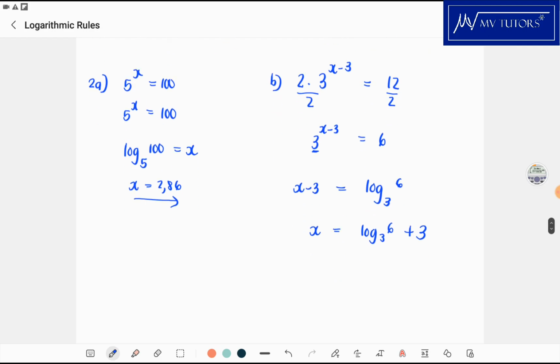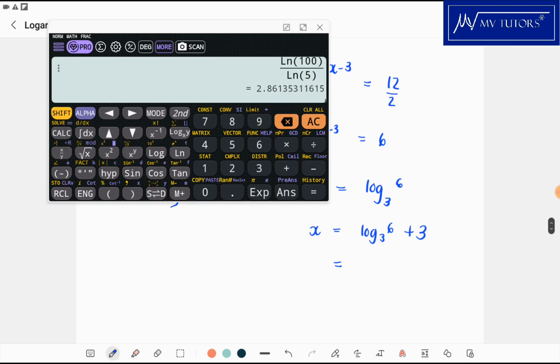And x then would be equal to log 6 base 3 plus 3. And what would that be equal to? Log 6 base 3 plus 3. And that's, there we go, 4.63.